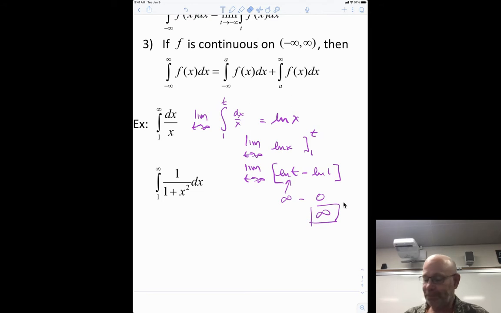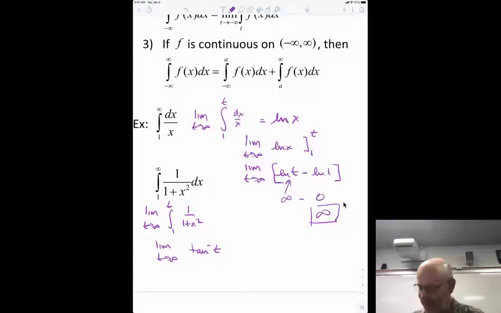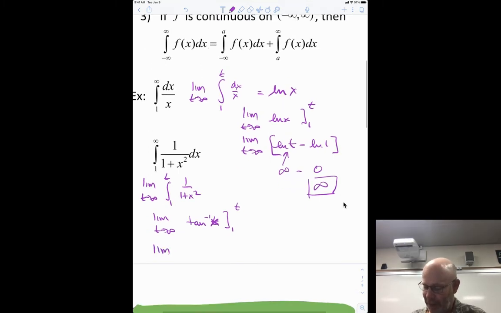Here's another example. So first thing again, limit as t approaches infinity, integral from 1 to t of 1 over 1 plus x squared. Going to get some practice in integration again. 1 over 1 plus x squared integrates to tangent inverse. Hopefully you remember that one. So the limit as t approaches infinity of tangent inverse of x, from 1 to t. So we get the limit as t approaches infinity of tangent inverse of t minus tangent inverse of 1.